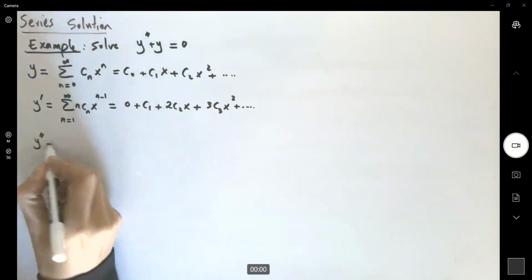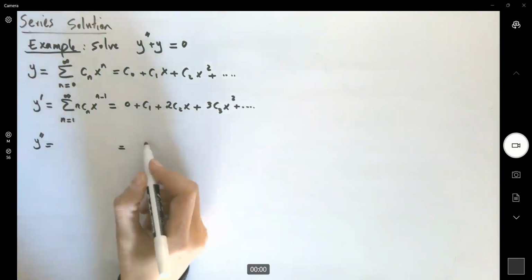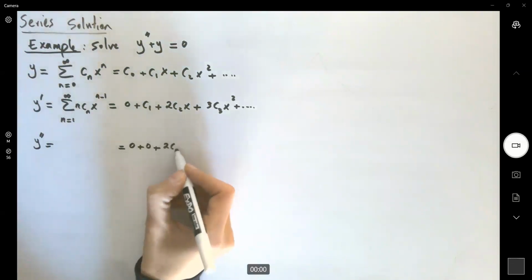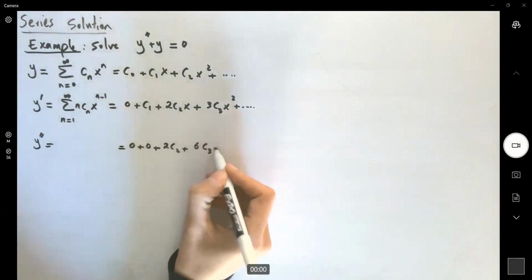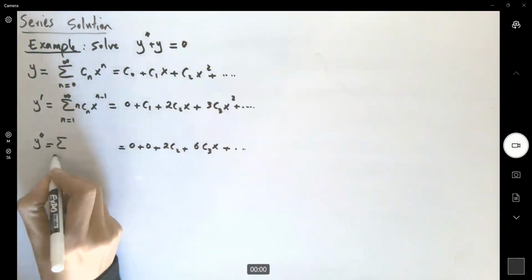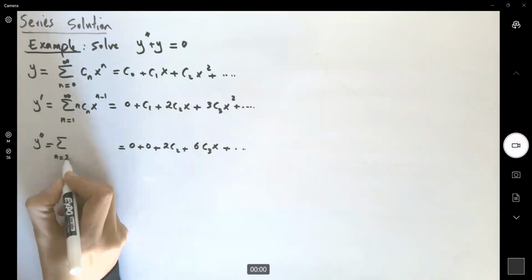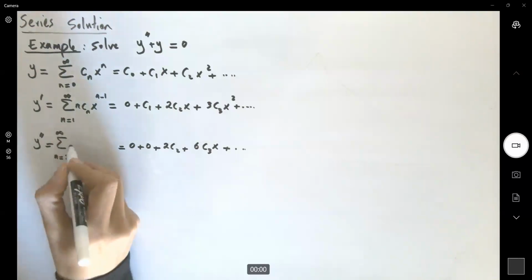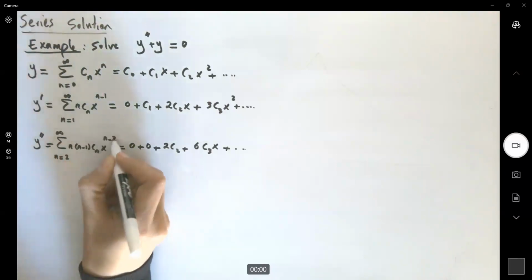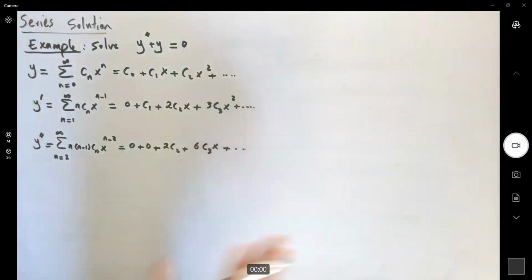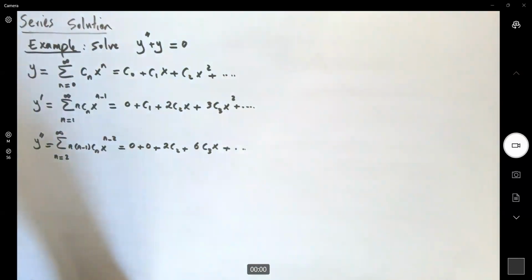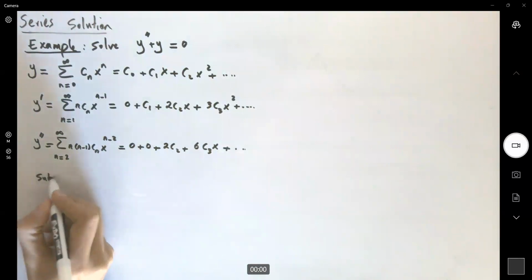The second derivative becomes, again, you can start taking the derivatives. This is just 0 plus 2 c sub 2 plus 6 c sub 3 x plus the rest of the terms, or you can write it as the sum starting from 2 to infinity of n times n minus 1 times c sub n x to the n minus 2. You can take the rest of the derivatives if you have higher order differential equations. Now let's substitute.